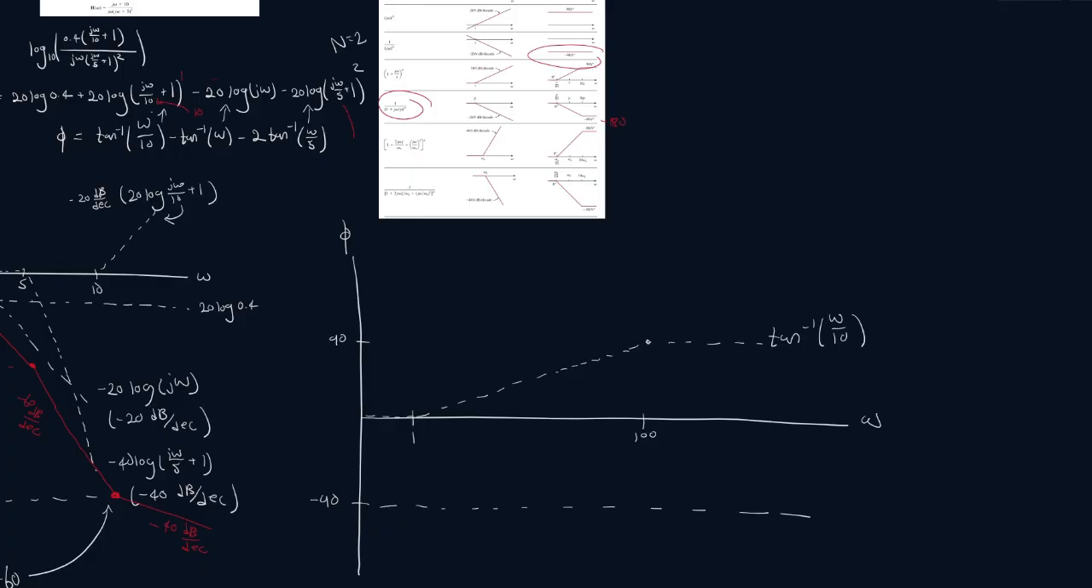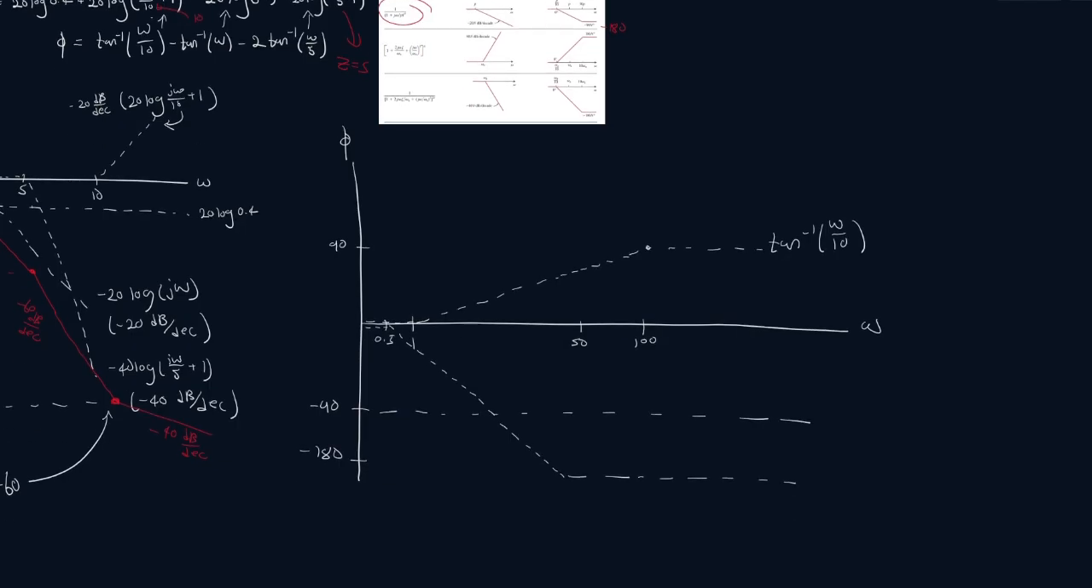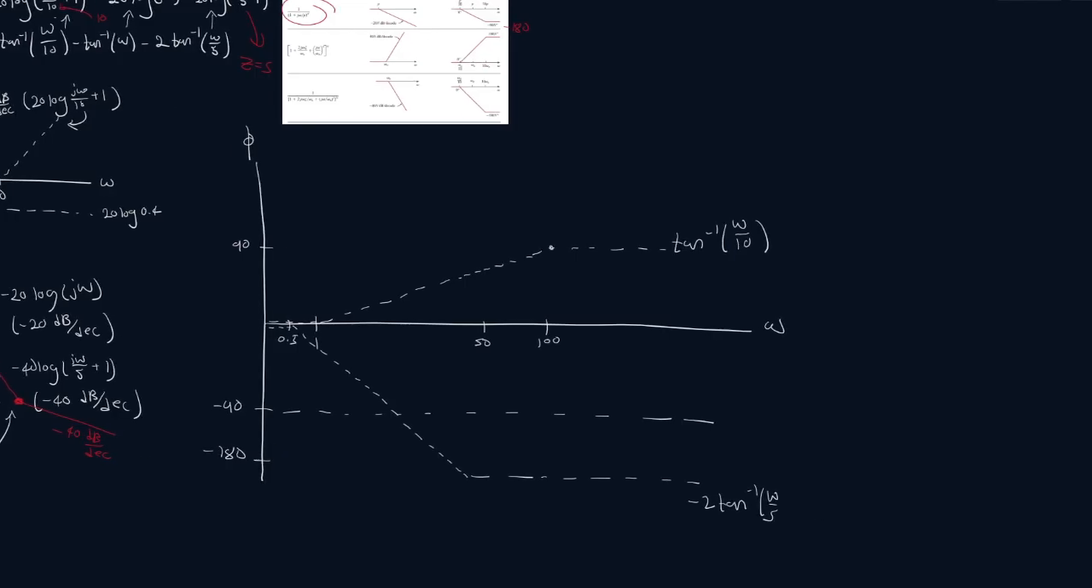So our Z for this one is 5. So 5 over 10, that's 0.5. So somewhere here. And 5 times 10, that's 50. So somewhere here. And since it's negative, so it goes from here, breaks down to an unknown slope, goes all the way here to minus 180, and then starts moving straight like this. Okay. And this is going to be minus 2 tan inverse W over 5.